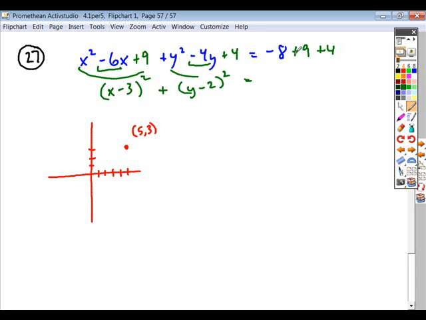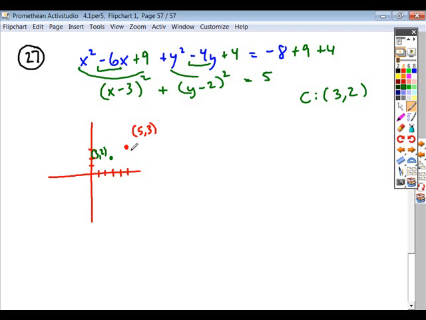And that's all equal to, and we just combine our terms here, negative 8 and positive 9, nets you 1. 1 plus 4 gives you 5. So here's the equation of our circle. The information from this equation that we're going to use is the location of the center. So where is the center located for this circle? At the point 3, 2. So let's plot that point. So 3, 2, here's our center.